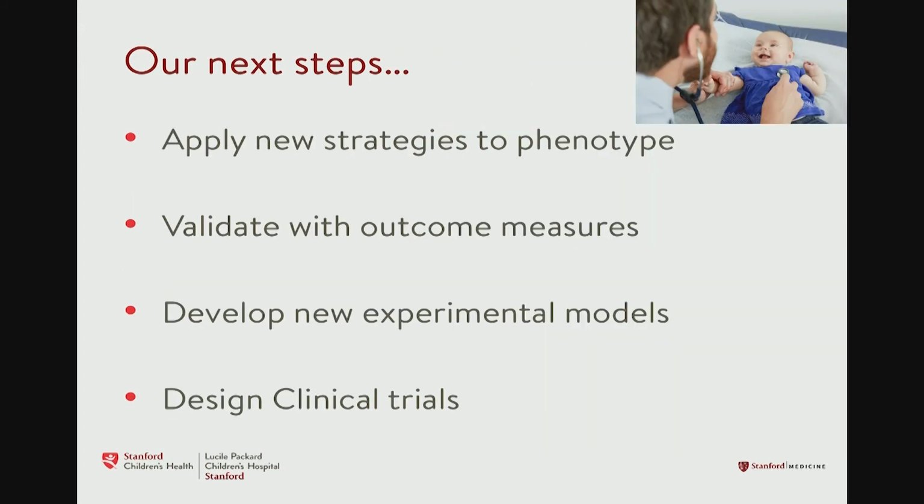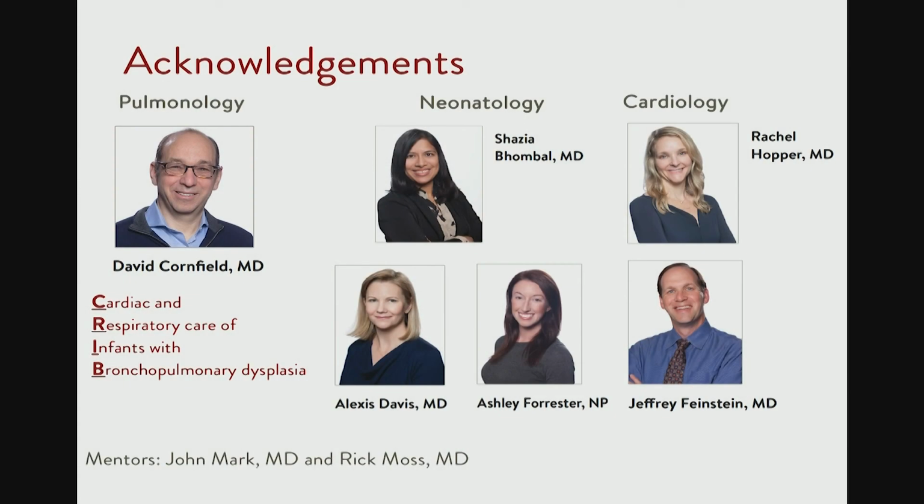So our next steps, applying these new strategies to phenotype, and in particular choosing which infants to treat. Is it all infants? Is it just the more severe subtype? And then validating with outcome measures which diagnostic methods will reliably identify outcomes of interest. And then lastly, applying these newly defined subtypes to new experimental models and designing new clinical trials is the ultimate goal. So that wraps up my quick overview of how to phenotype BPD in 2019.